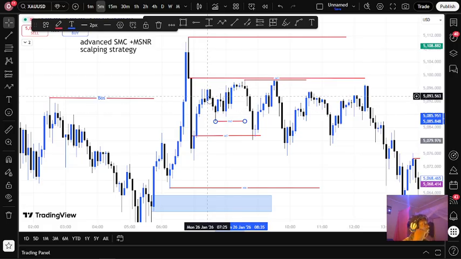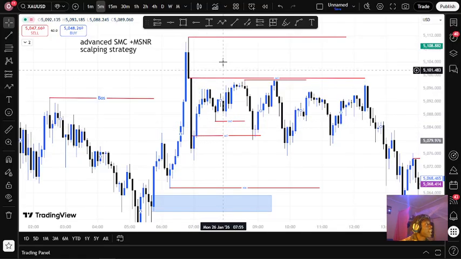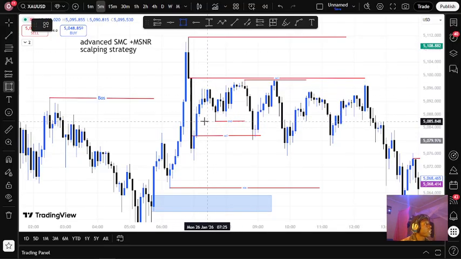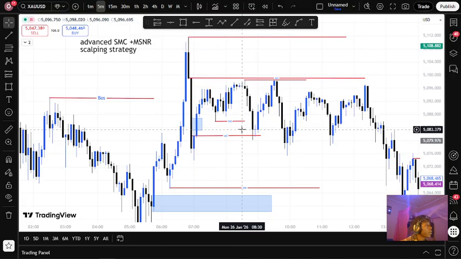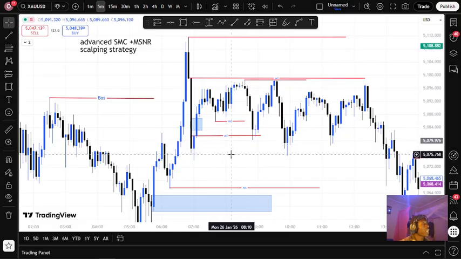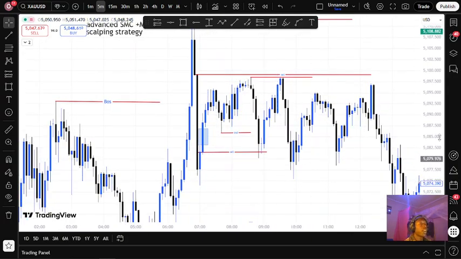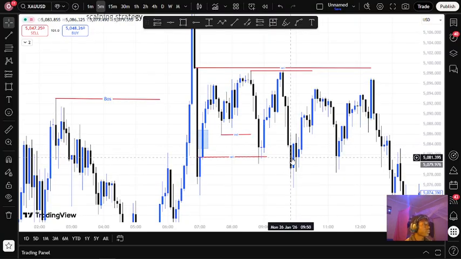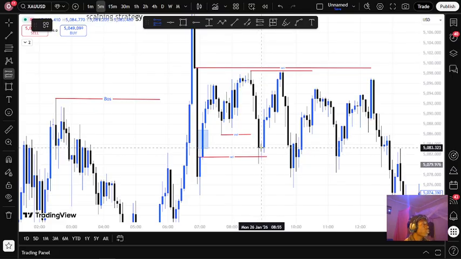I personally told you guys that my POI is only valid when it has a fair value gap, and also liquidity resting above the fair value gap, or at the fair value gap. But the price must react away from either the OCL or the order block. Those who use SMC and MSNR can see about it. So personally, I took this trade after the close of this candle.